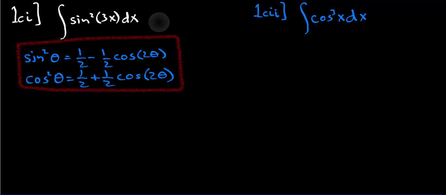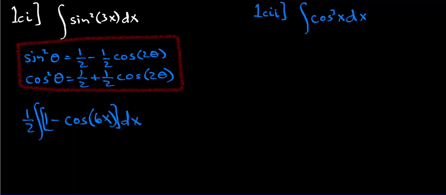Now, it's easier for us to integrate cosine 2 theta than sine squared. So here's what I want to do now. I'm going to use that formula. I'm going to write 1/2 times 1 minus cosine. Now be careful, it's 6x. See, it's double what's in there. When we had theta in there, it was 2 theta. But we don't have theta in there, we have 3x. So double that, 6x. Well, now this is an easy problem for us. We have 1/2 times x minus 1/6 sine 6x. Yeah, that's all there is to it.